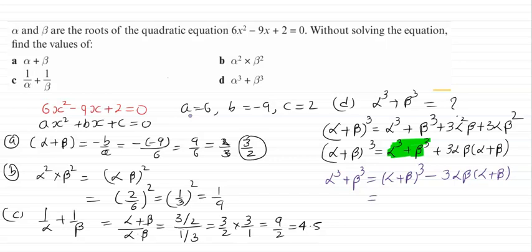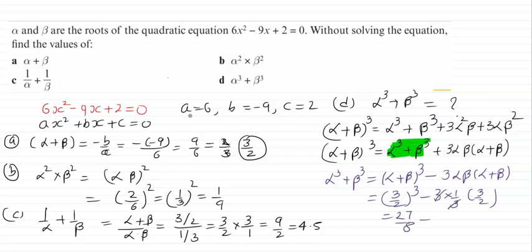What is alpha plus beta value here? 3 over 2, it is cube. What is alpha beta value? 1 over 3, so it should be 1 over 3. Alpha plus beta value again, that is 3 over 2. Is that okay? So it should be 27 over 8.